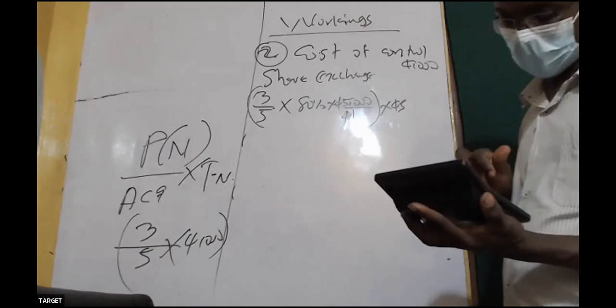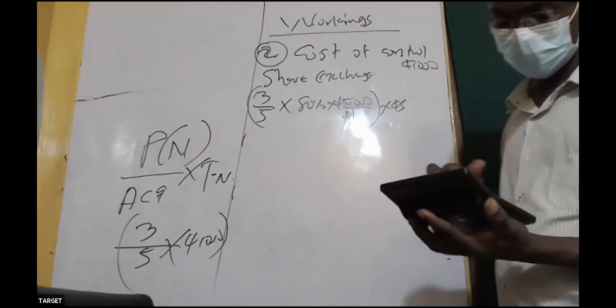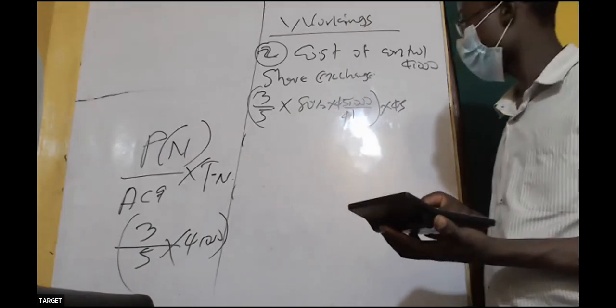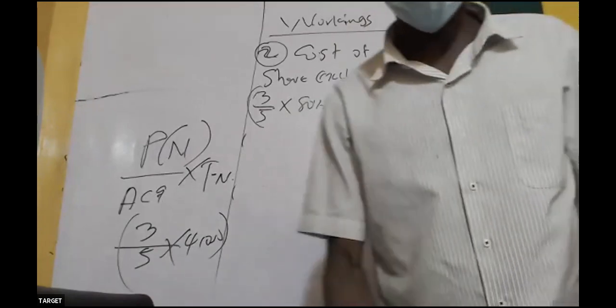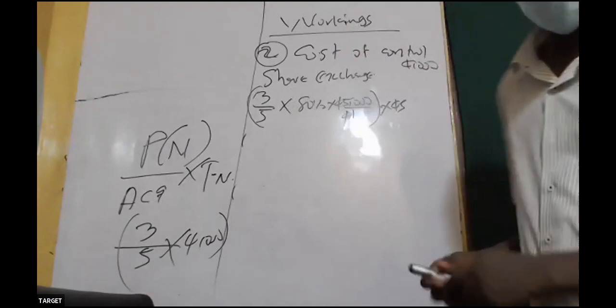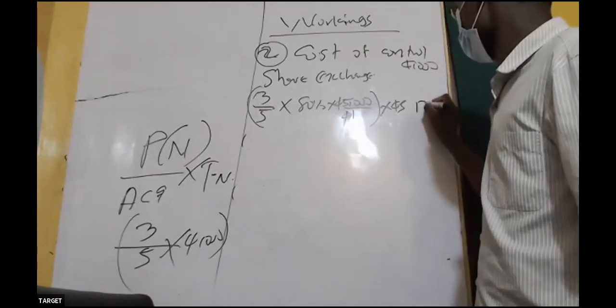3 divided by 5 times 4,000. That'll be 2,400 times 5. So 12,000 cedis. That's the amount. So I'll put 12,000 cedis here.